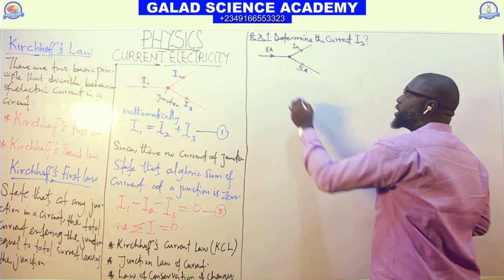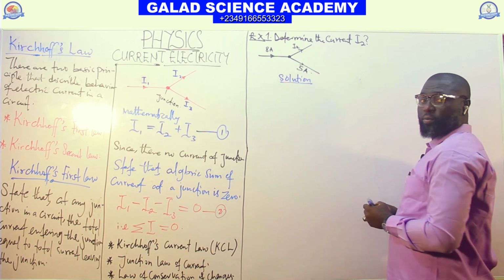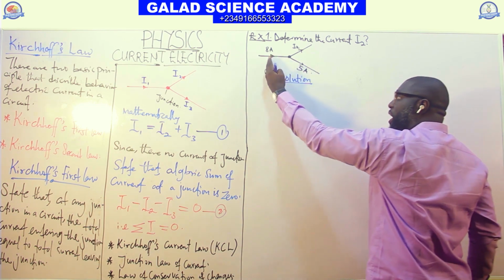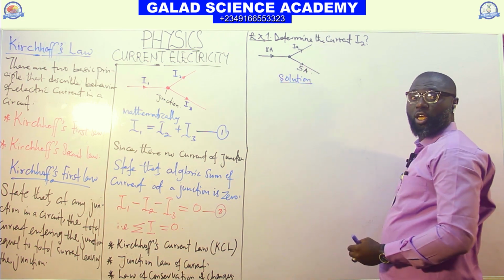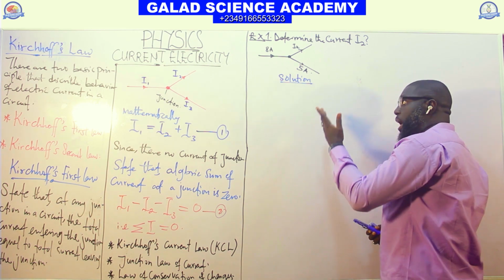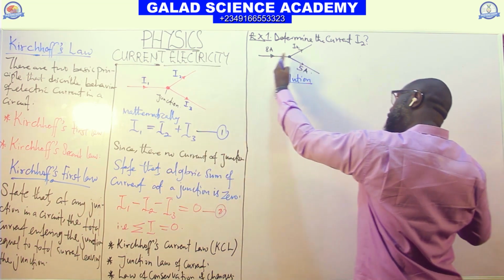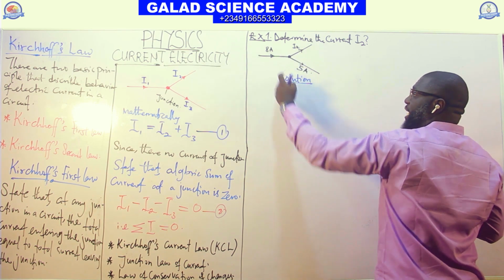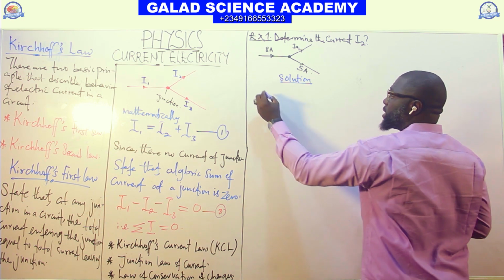Solution. Look at the question. This is the sketch. Simple. The 8 ampere current is going into this junction, 5 is leaving, and 2 is also leaving. So we apply Kirchhoff's first rule: the sum of the current going into the junction equals the sum of the current leaving the junction. The current going into the junction here is 8.